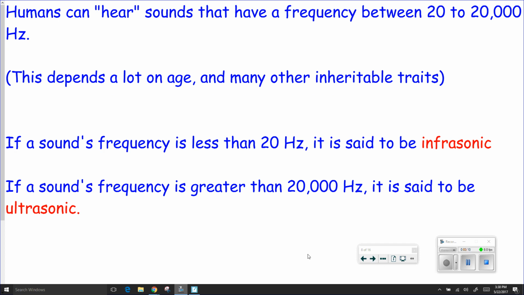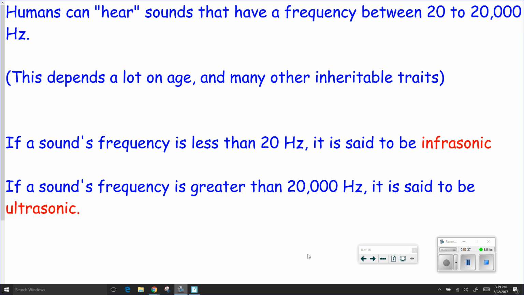So humans can hear sounds that have a frequency between 20 to 20,000 hertz. It's a pretty big range, and that really is dependent upon the person that you're talking about. For instance, I don't think I hear that well anymore, and newborn babies may hear a little bit better because their eardrums are brand new and they haven't been worn out with age.